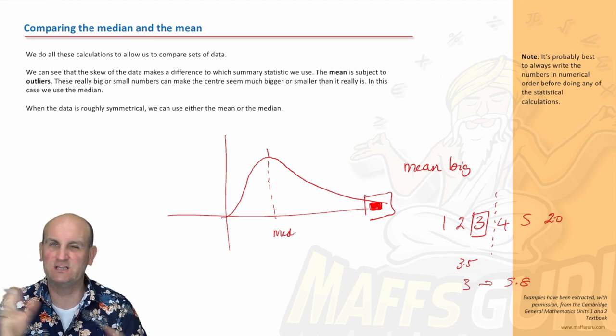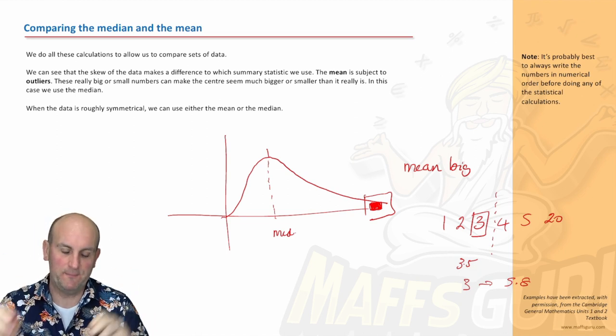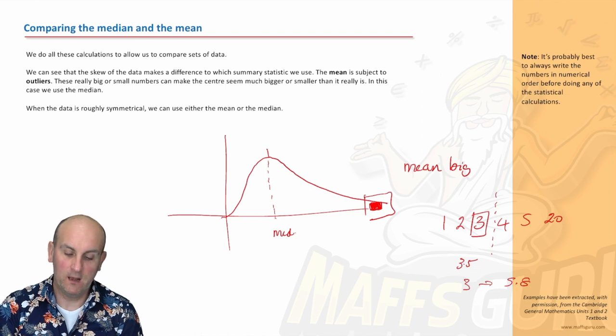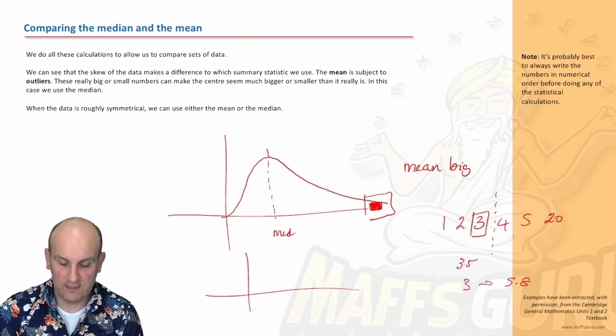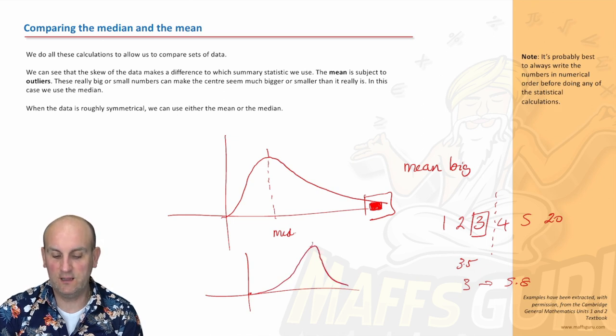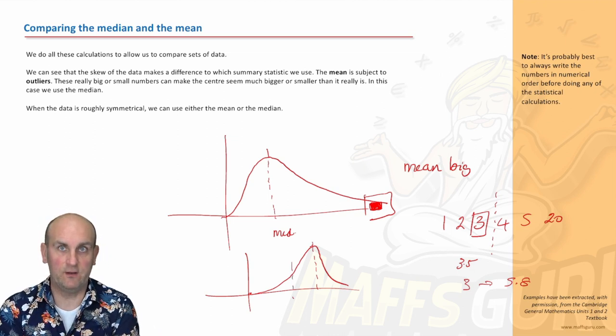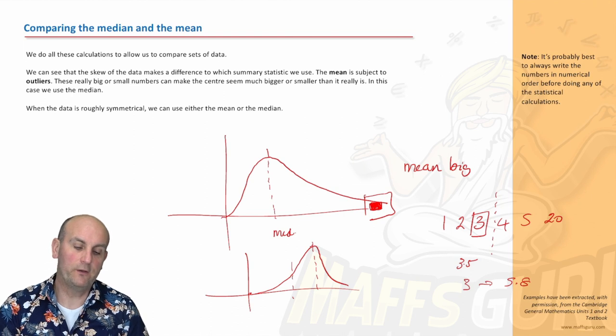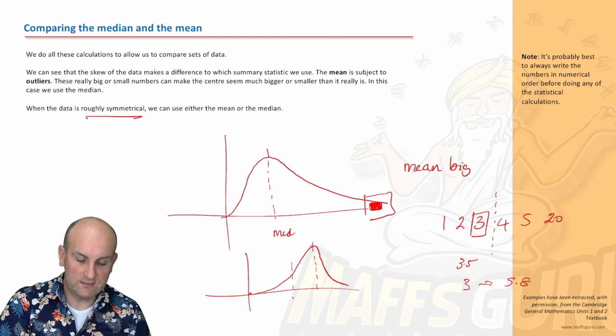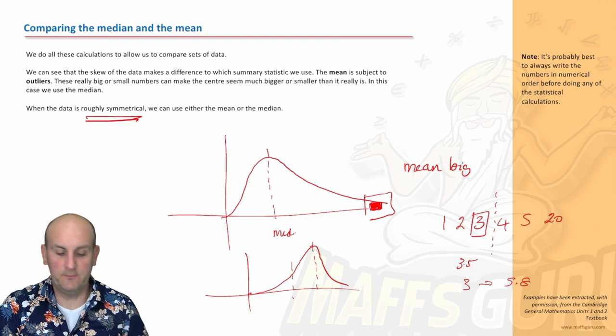And it suddenly gives me a false picture of my data. Likewise, if I had my data this way with lots of very small numbers and then big ones, what would we notice here? Well, my median would be there, but my mean would be much, much lower. So we have to be very, very careful about our mean and our median, because when the data is roughly symmetrical, we can use either the mean or the median.